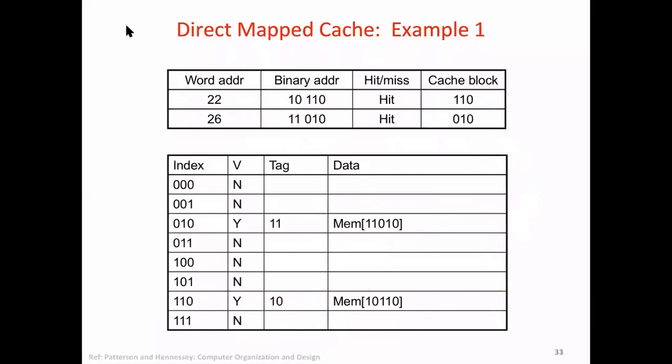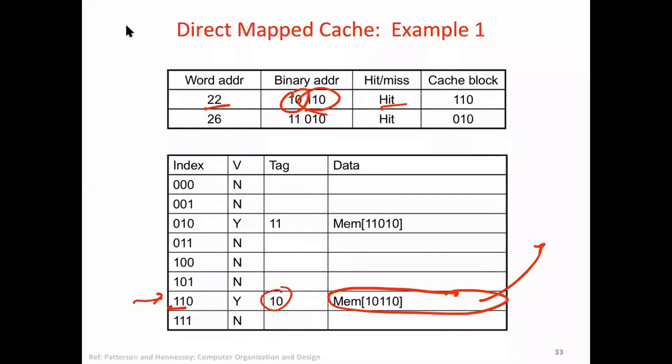Now if there is a request for 22, this one, we'll look at the index. Index will come from here. We'll look at tag 10. We'll see 10 is there. It means that there is a hit. So we'll transfer whatever is here to main memory.